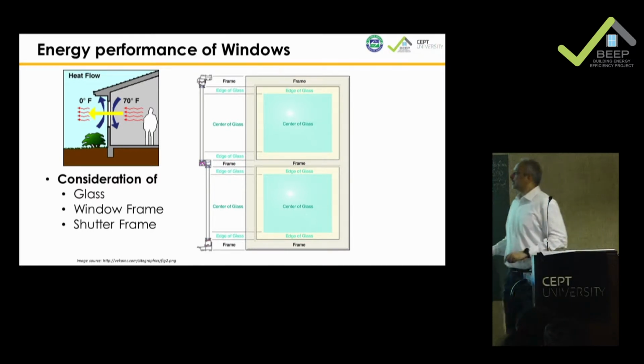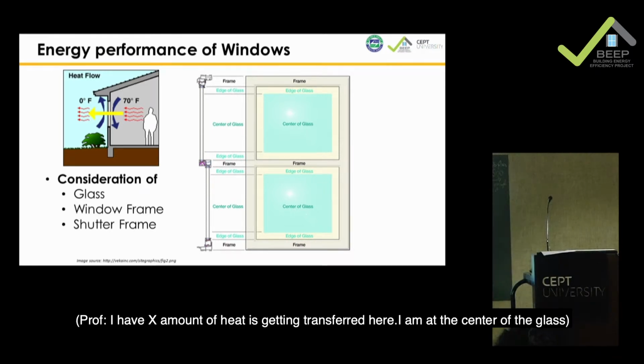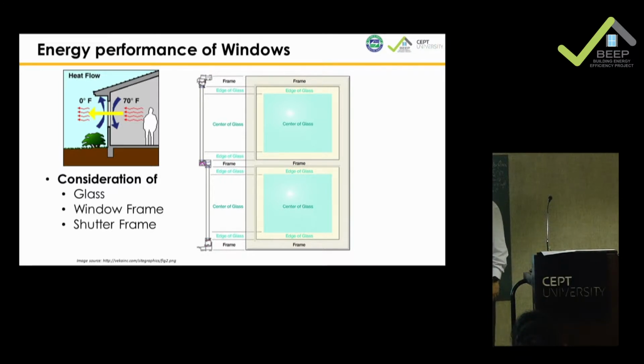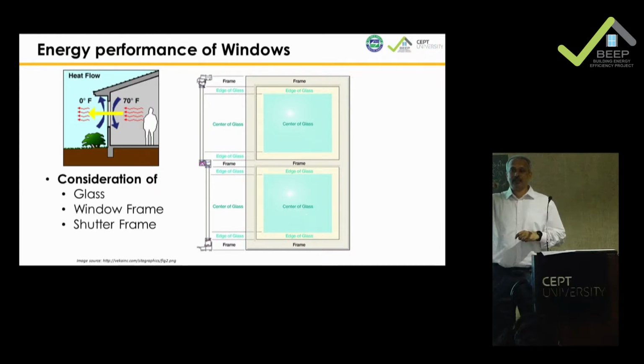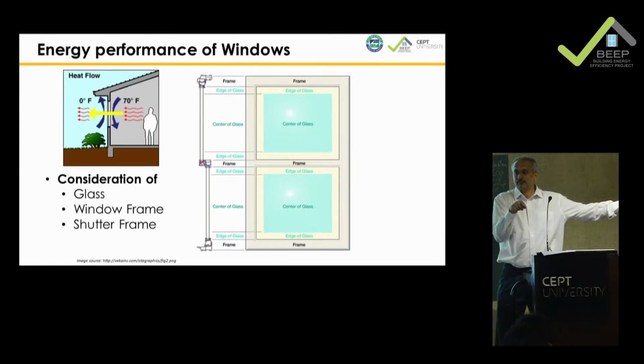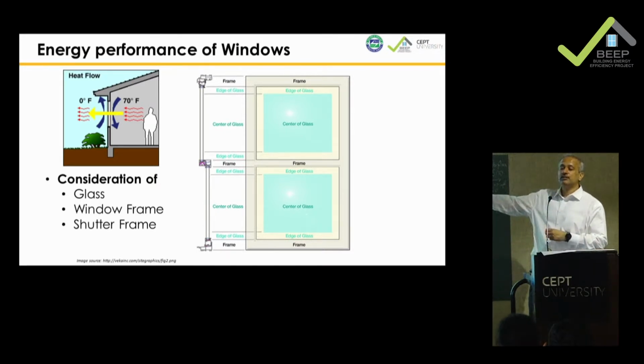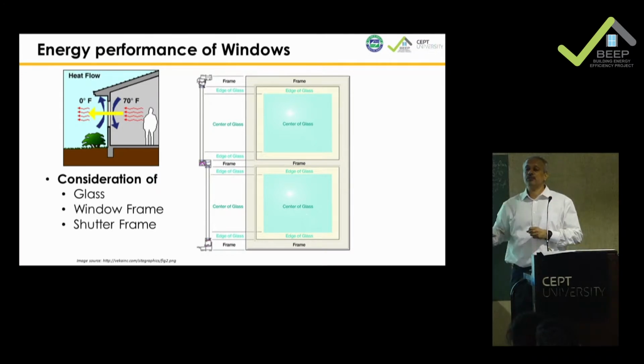See what happens. Just imagine that X amount of heat is getting transferred here. Okay? I'm in the center of the glass. But when I move near to the more conductive surface, I will try to give more to this guy, then transfer, right? Even in a structural system, the same thing happens. So more heat transfer will take place here than here, because this guy is more conductive. Hence, this portion of the glass will have edge transfers. It will transfer this way as well, and it will start transferring to the aluminum frame as well. Right? And hence, the frame becomes equally important, sometimes more important than the glass. So that's what we call the center of the glass value versus the edge of the glass value. And the edge of the glass value is equally important.